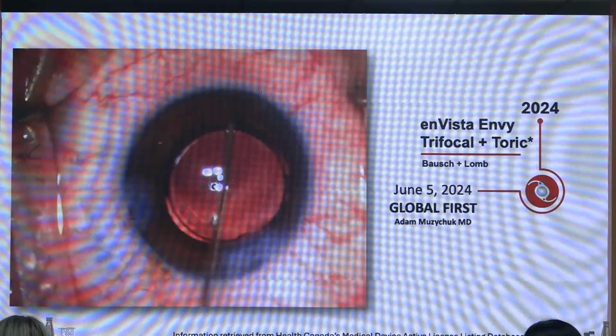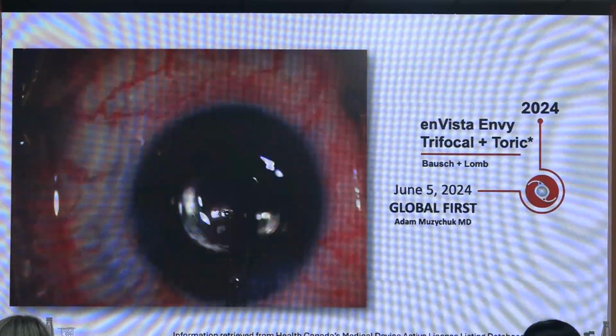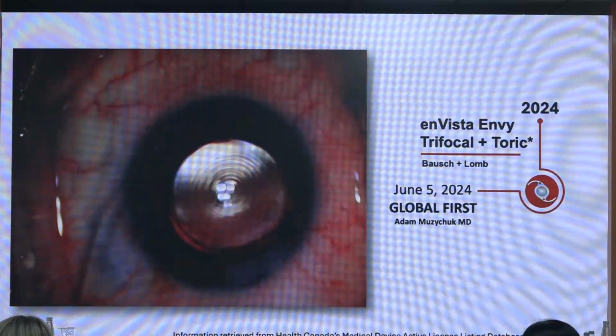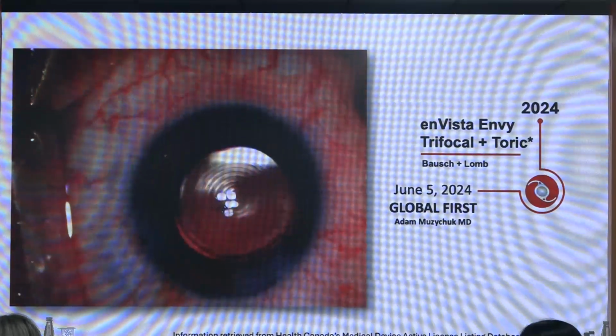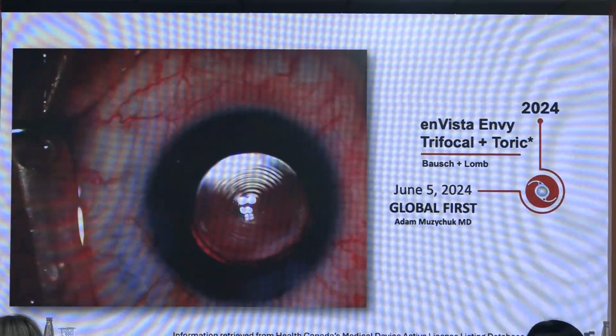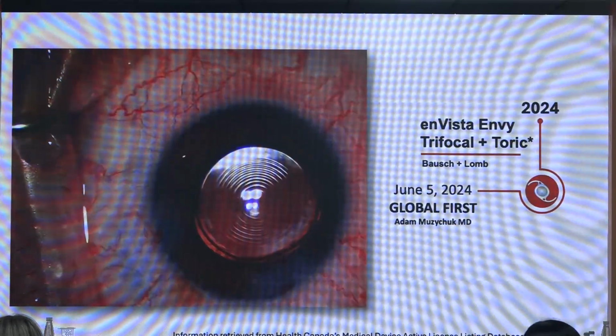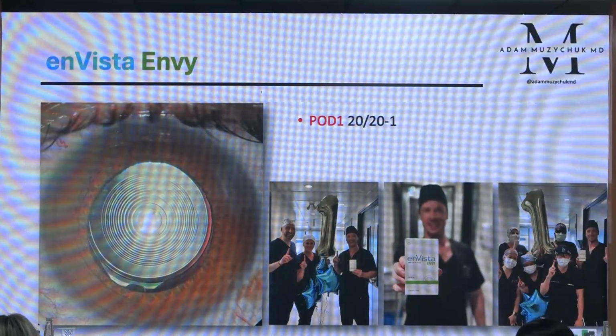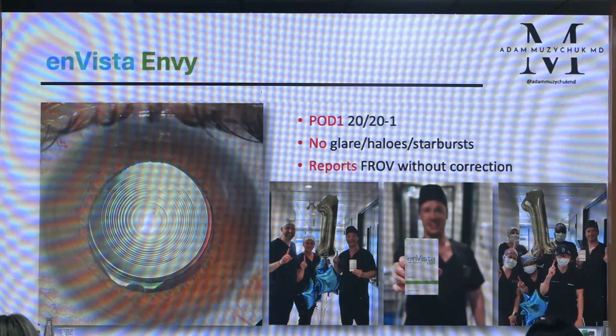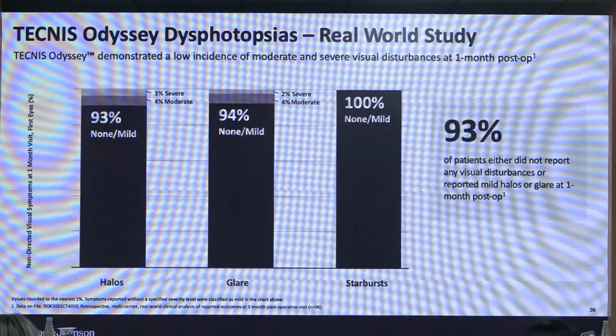If the patient looks slightly off axis, if you're not careful looking at the slit lamp, you can't see these echelettes at times. You'll have your optometrist and your referring doctors tricked by this, because it's not as obvious as with past diffractive lenses. This patient on the first day was 20/20 in the distance, no glares, halos, or starbursts, and reported full visual range. I performed the first Technis Odyssey in Canada last year in May of 2025. They also report very low rates of dysphotopsia.